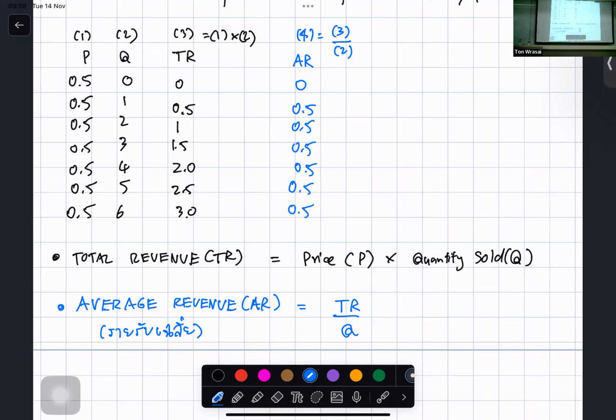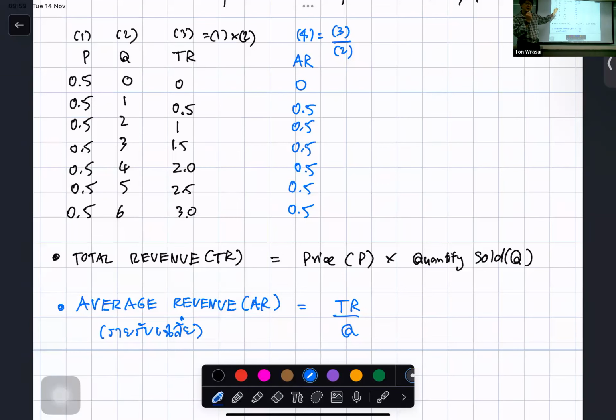So after we complete doing this job, you found the numbers 0.5, 0.5, 0.5, 0.5. That means it doesn't matter: you sell 1 page, you sell 10 pages, you sell 1 million pages, revenue per page on average is 50 cents all the time, as usual.